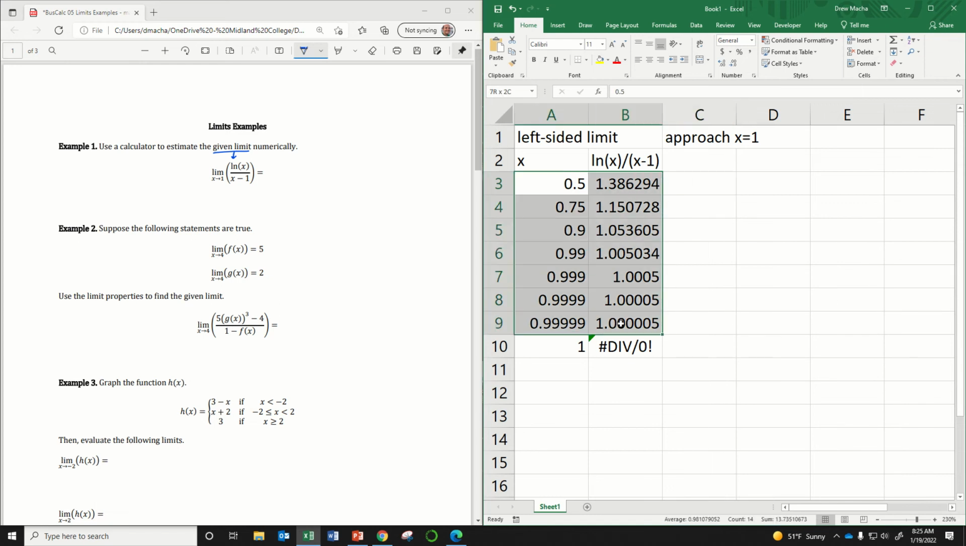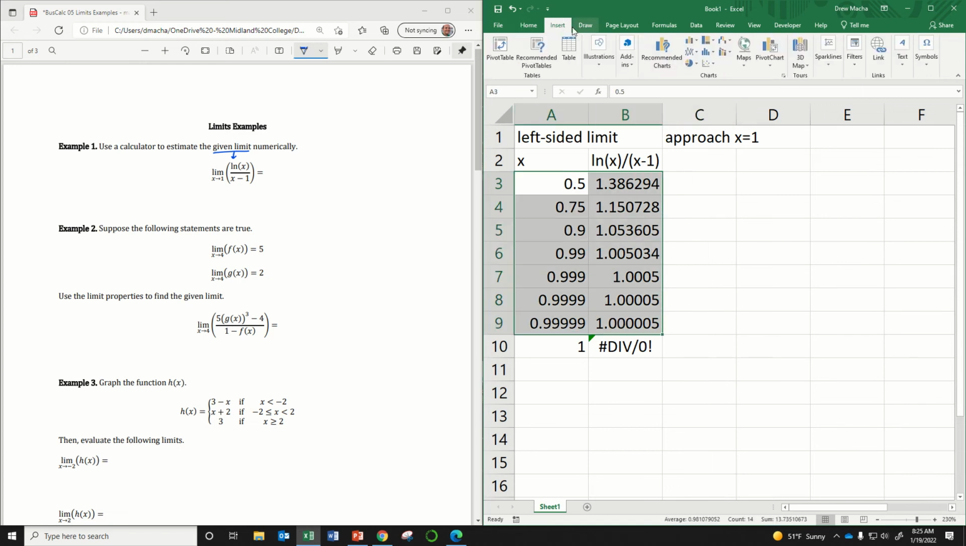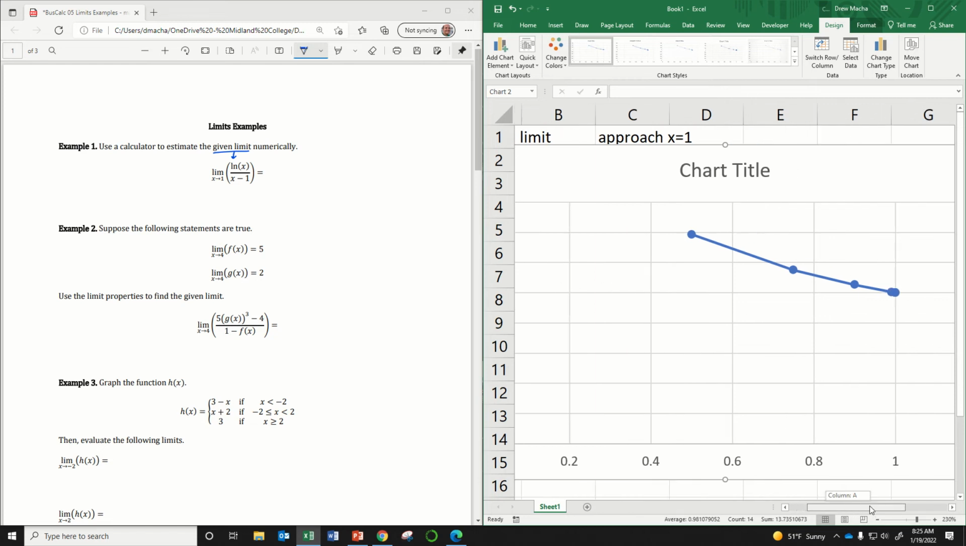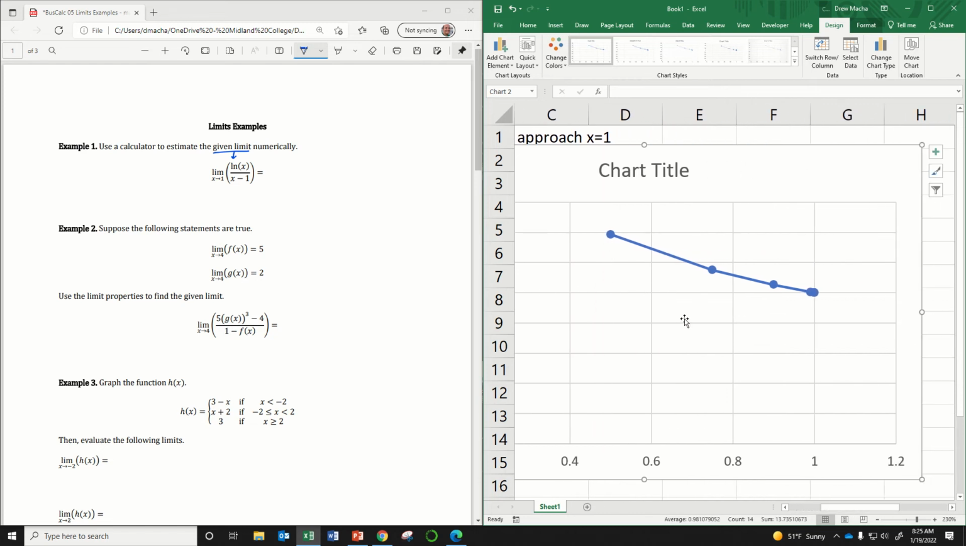If you highlight a table of values, and you go up to the Insert tab, and then right here where it says Scatter Plot, you can choose a scatter plot. And again, this horizontal line represents 1 here. And so as we do more and more iterations, going from 0.5 and getting closer to 1 in the input, our output also approaches 1. So we can see that there.